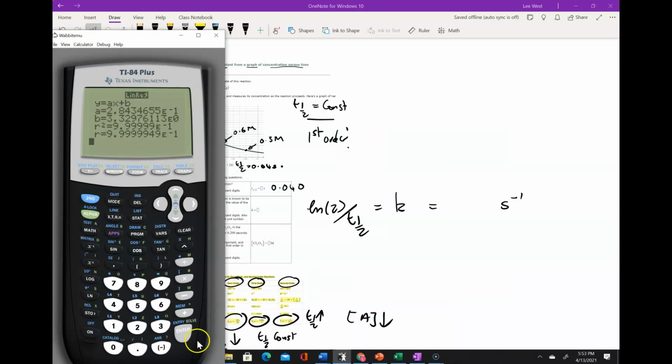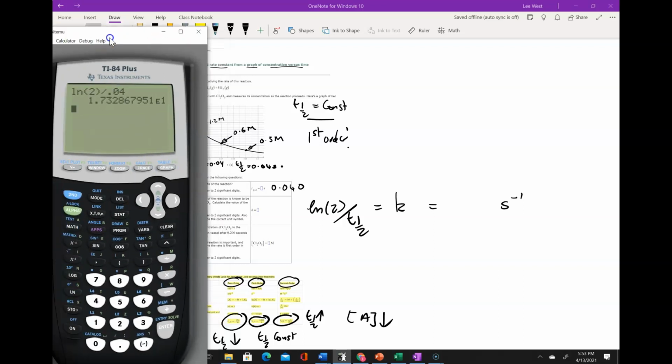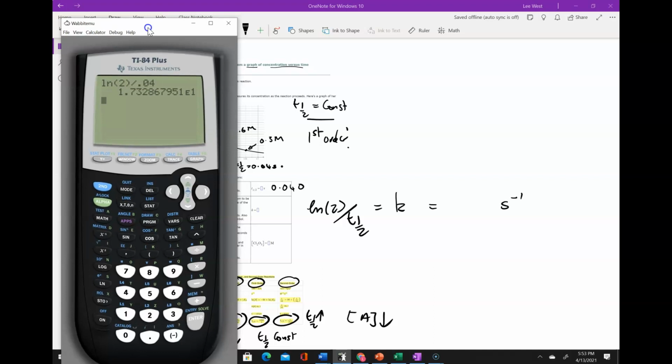And we have to quit because we're just doing linear regression. Log 2 on T1/2, and T1/2 was 0.04. Booyah. There we go, 17.3, and we've got some information there about sig figs, 2 sig figs, so that would be 17.